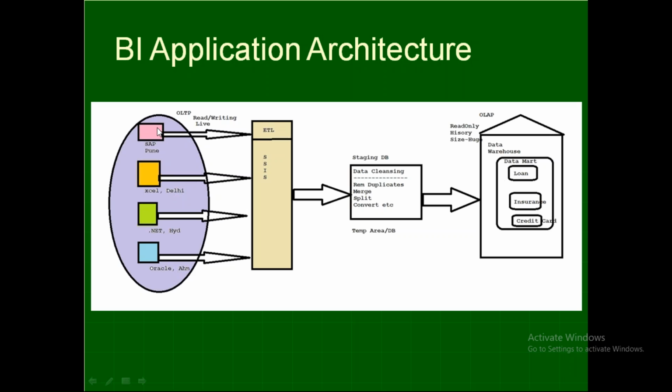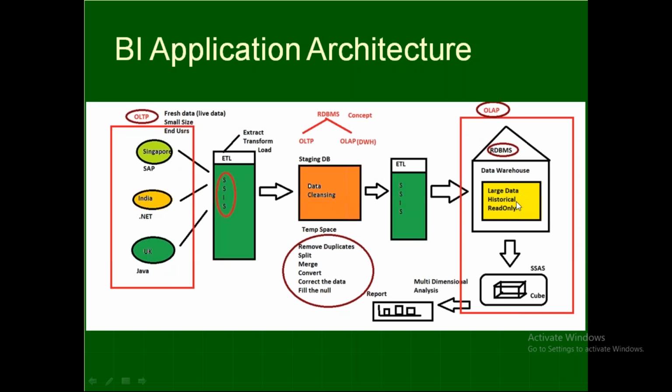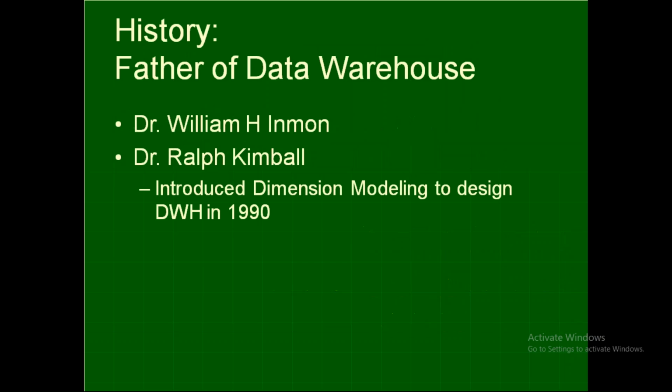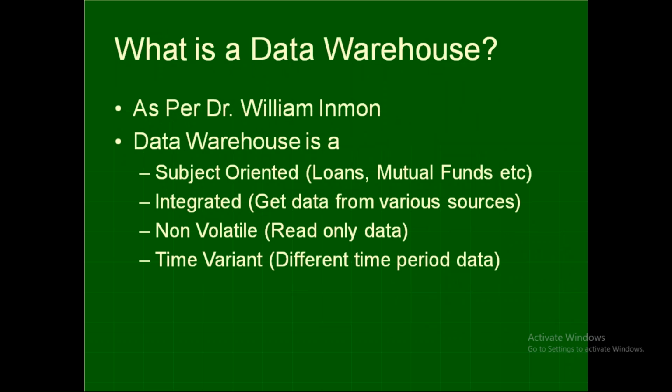You may get loans data from here, you dump it. You get loans data from here, you dump it. You get insurance data from here. So you need to integrate and combine it here. That is what is called integrated. Many sources are producing loans data, and many sources are producing credit card data, something like this. That is the second point.